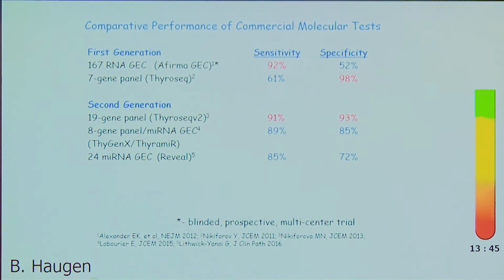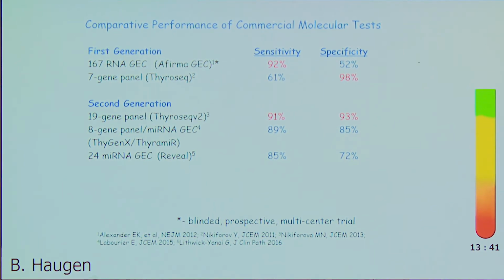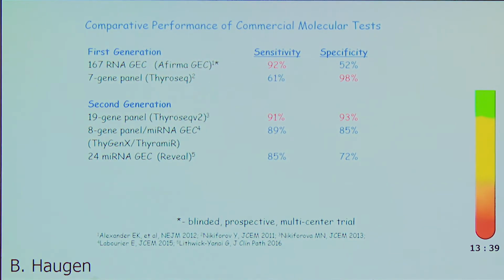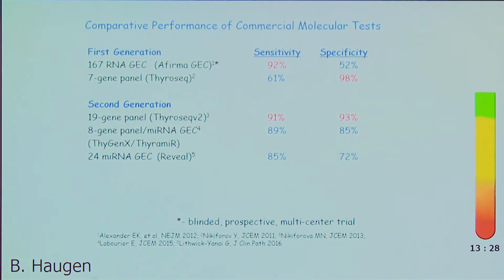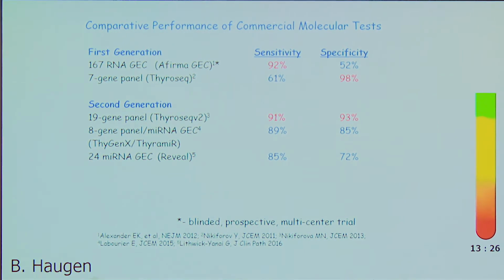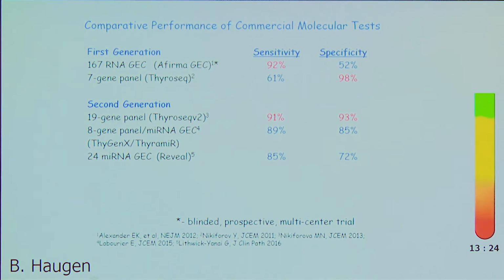The ThyroSeq version 2, now a 19-gene panel from a 7-gene panel. The ThyGenX Thyromir, which is a panel that has 8 gene mutations, and then the microRNAs, and then a straight microRNA test, the 24 microRNA Rosetta Reveal that is no longer available, and you can see the sensitivities and specificities there. They're improving.